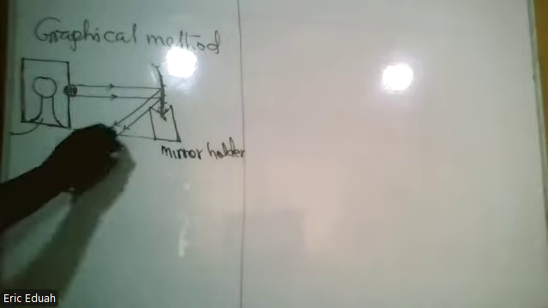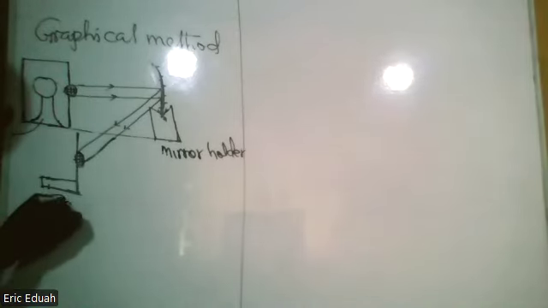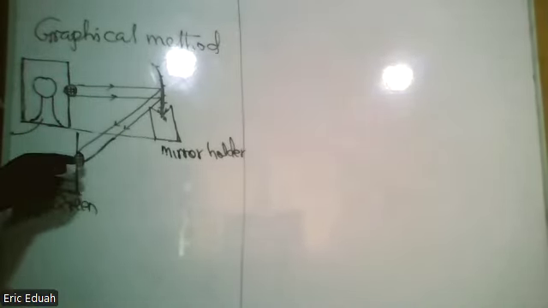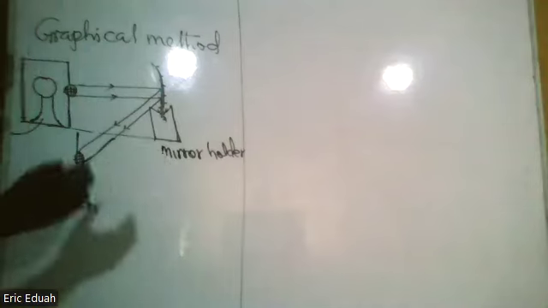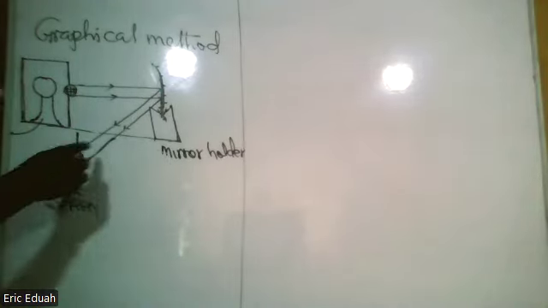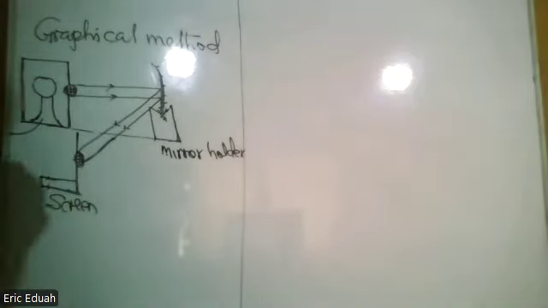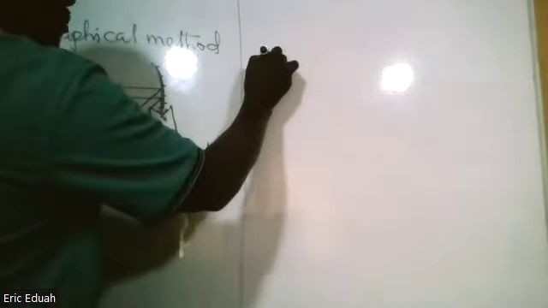Now I can get a clear image when I move the screen at the side back and forth. By moving it forth and back, we want to just focus the image of this on the screen. So what we do is that you'll be given different object distances.